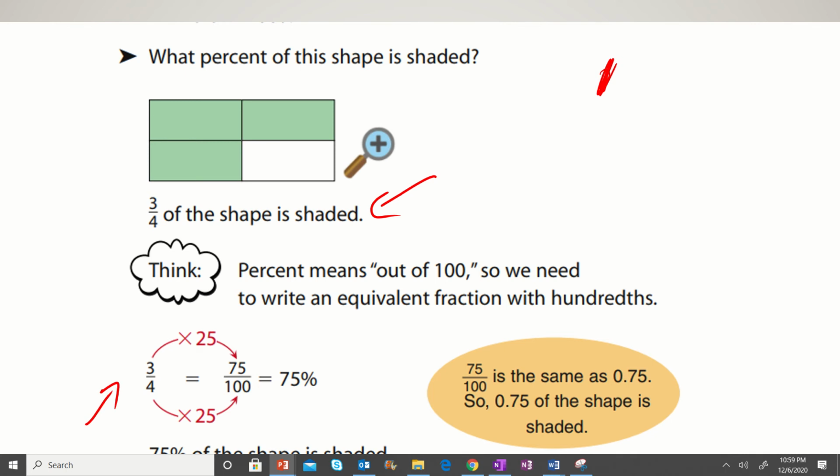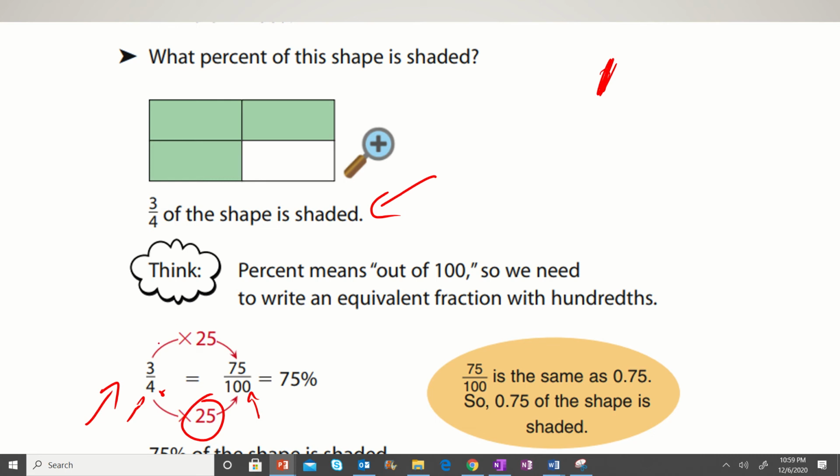So when you do 3 over 4, what you need to do is you need to find out how many times does 4 go into 100? Okay, well, 4 goes into 100 25 times. So I'm going to do 4 times 25, and I'm going to get 100 on this bottom part.